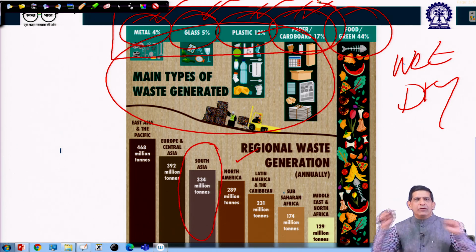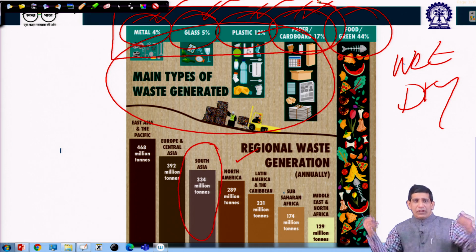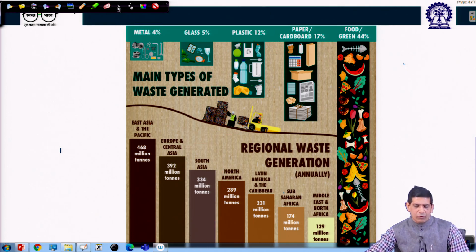You can separate them out in a centralized facility and use them for resource recovery, recycling and all that. Same thing, wet waste will have the food waste, the green waste and other organic waste. We can make compost out of that. We can do anaerobic digestion and so on and so forth. But when we mix it all together, it becomes a mess. And that's what we are dealing with in many places.